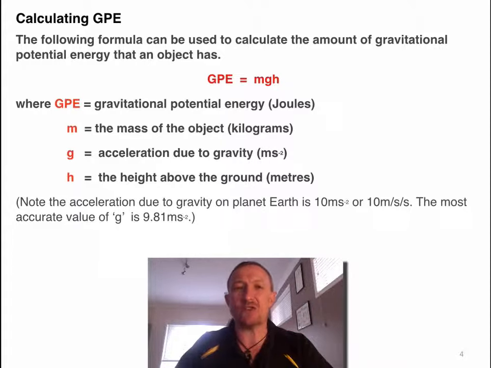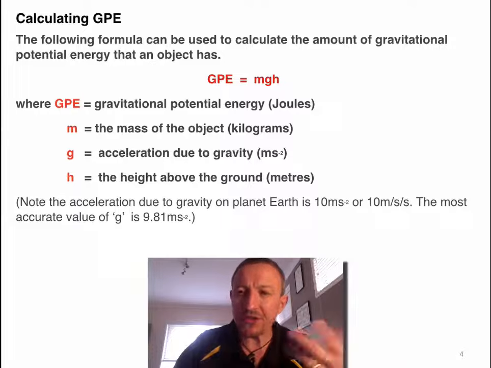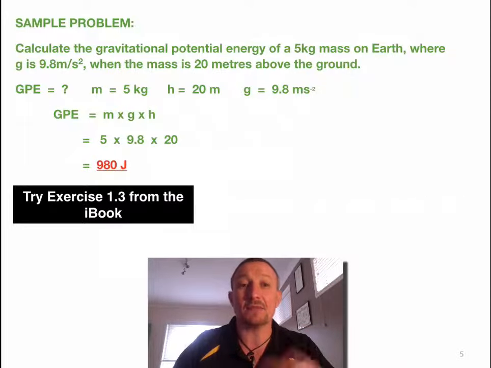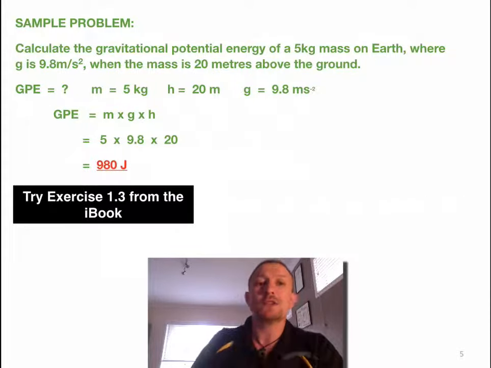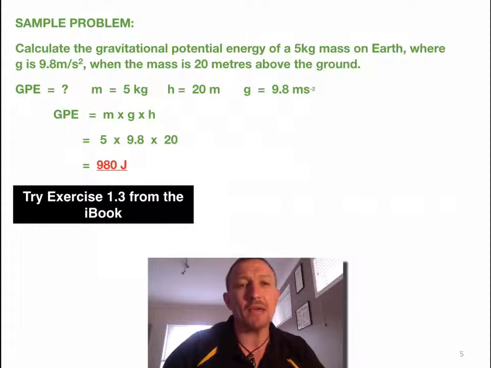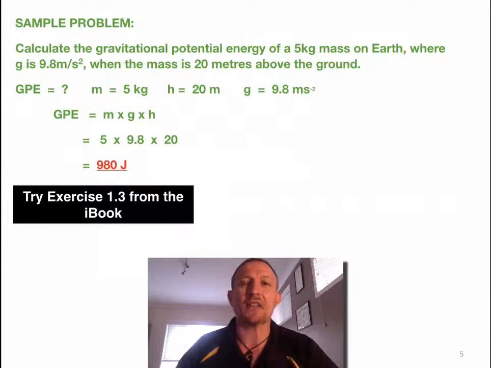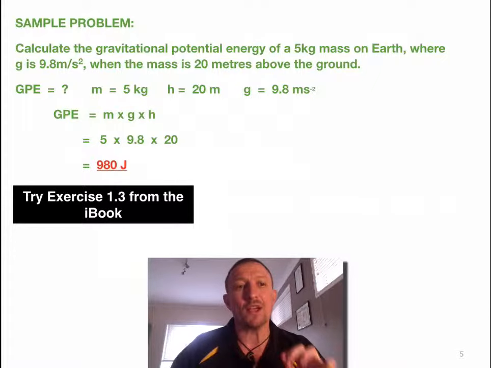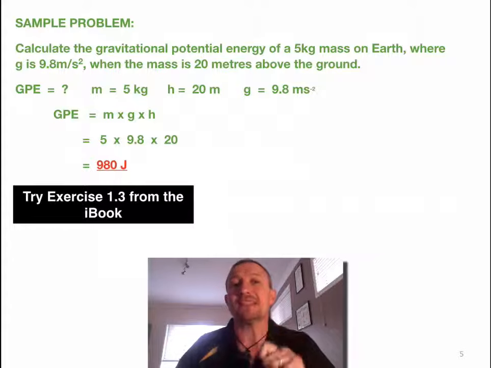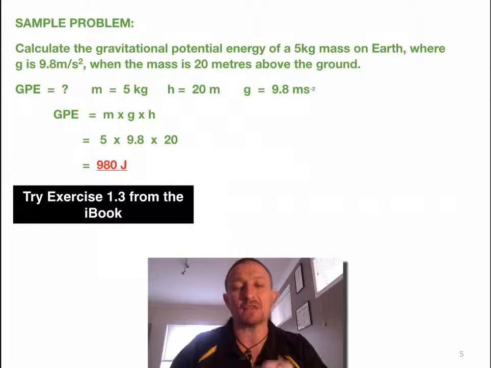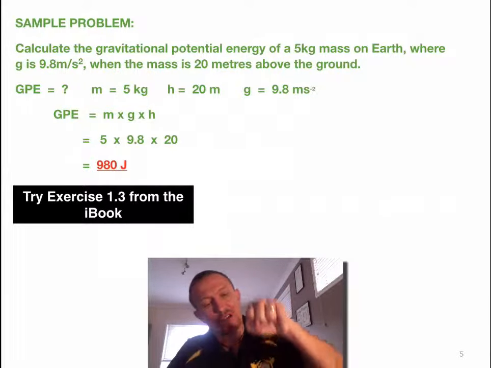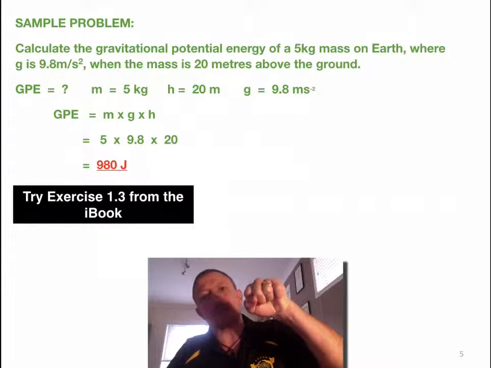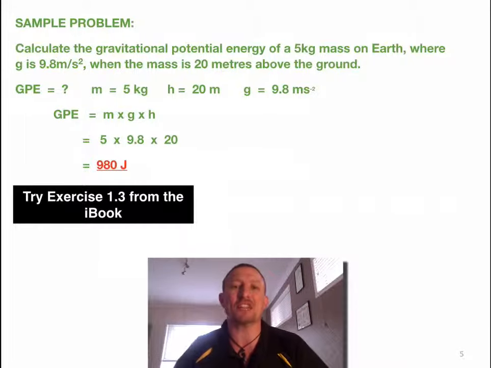So let's run through a little example so that you can practice, and then there's some exercises that you can work on. In this example problem here, we've got to calculate the gravitational potential energy of a 5 kilogram mass on Earth, where g is 9.8 meters per second squared, when the mass is 20 meters above the ground. So we've lifted a 5 kilogram mass 20 meters above the ground. What's the gravitational potential energy?